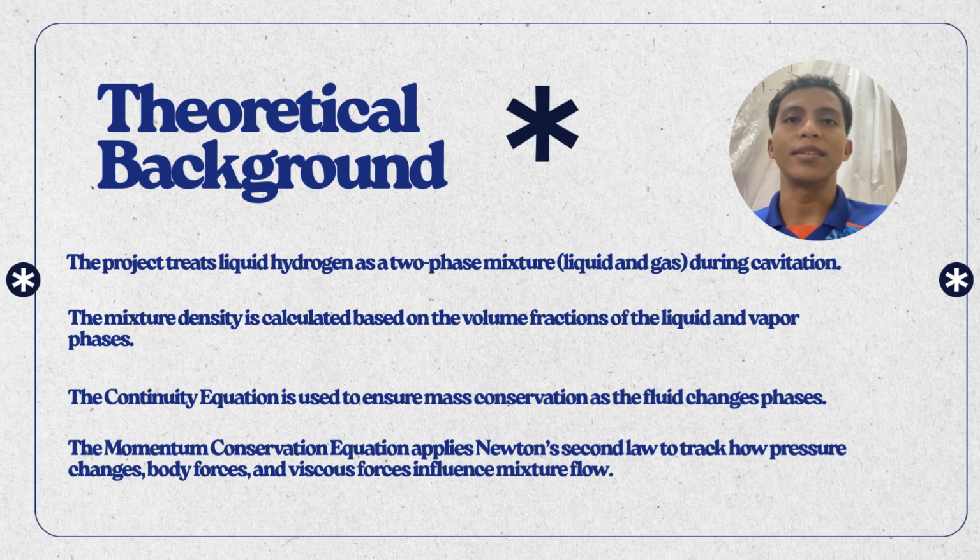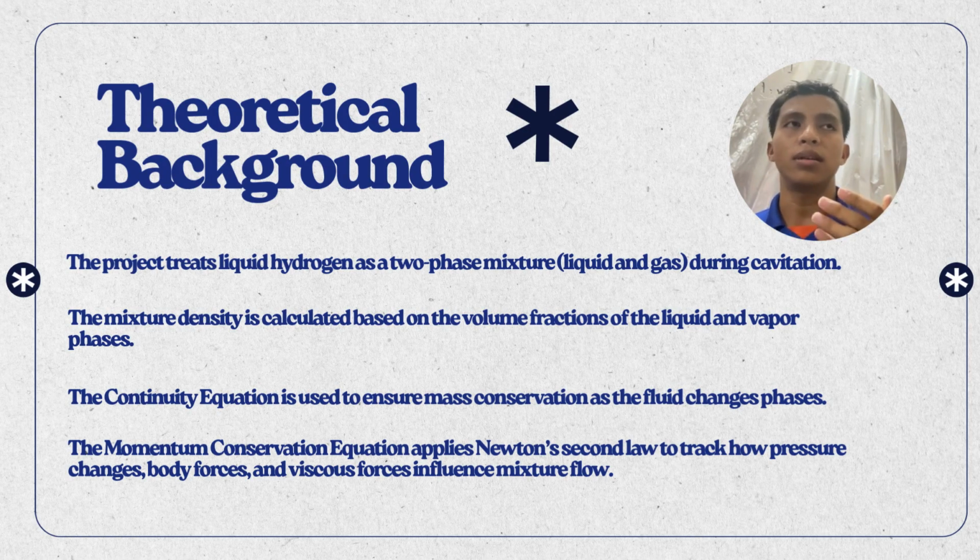Next, theoretical background. The analysis focuses on two-phase flow, treating liquid hydrogen as a mixture of liquid and gas phases. The mixture density is calculated based on the combined volume fraction of liquid and vapor. The continuity equation is applied to ensure that mass is conserved as the fluid transitions from a liquid to a gas phase. The momentum conservation equation is utilized to represent Newton's second law for fluids, tracking how pressure change, gravity and viscous force.